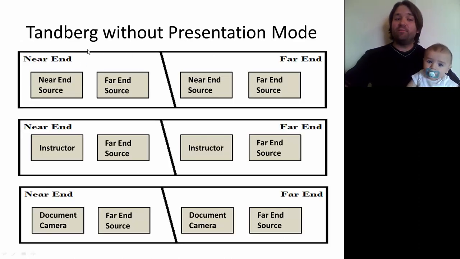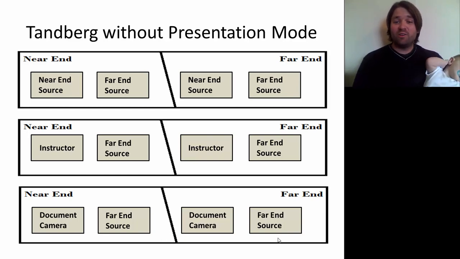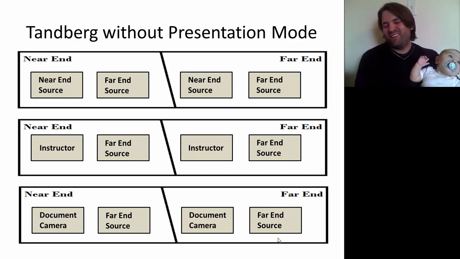So this is what presentation mode, or Tandberg without presentation mode, looks like. Basically, always the screens are going to be mirrored. Whatever you're seeing on the near end is what you're seeing on the far end. Now, when the classes are connected, one of those screens is always going to be the far end source, which is typically the student camera that's looking at the students on the far end. And the problem with that is that, notice, the people on the far end are still looking at themselves. No matter what you have on the other screen, they just have this screen that's just sort of sitting there useless. And if you're not using presentation mode, then that's the way it's going to be. And that's, I don't know, it's kind of lame, right?